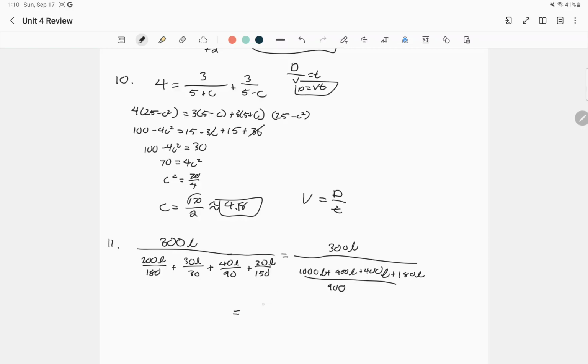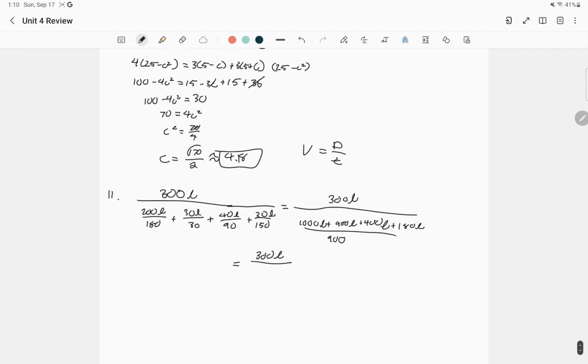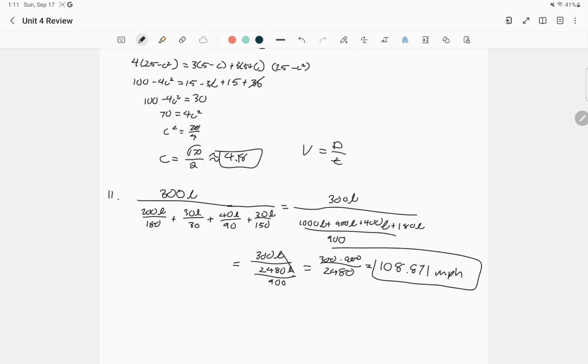So this is equal to 300 over 2,480 laps, 900, and then the laps will cancel out, and this is just equal to 300 times 900 over 2,480, which is 300 times 900 divided by 2,480, which is roughly 108.871 miles per hour. Don't forget the units at all times.